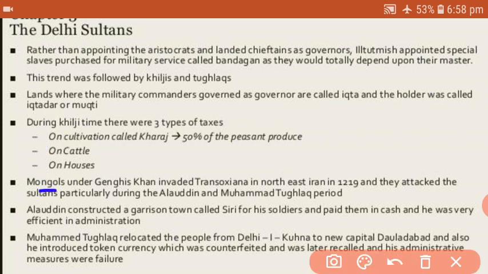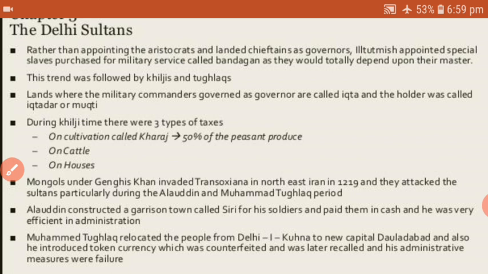If we talk about the Mongols, under Genghis Khan they invaded Transoxiana in northeast Iran in 1219. They attacked the sultans, particularly during the period of Alauddin and Muhammad Tughlaq, finding them weak. Alauddin constructed a garrison, a fortified town called Siri, for his soldiers and paid them in cash. He was very efficient in administration, so you can come to know Alauddin Khilji was very efficient.